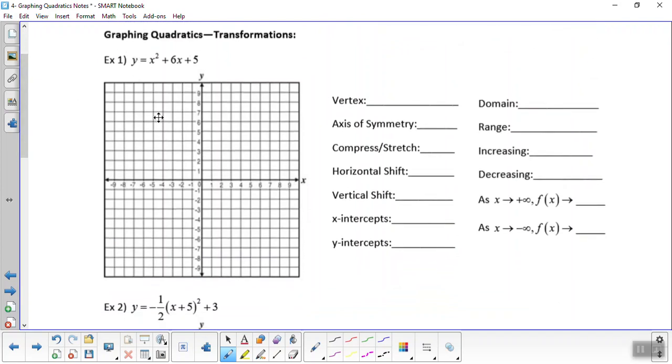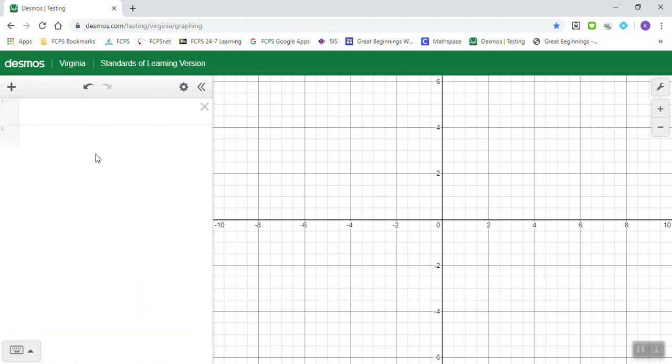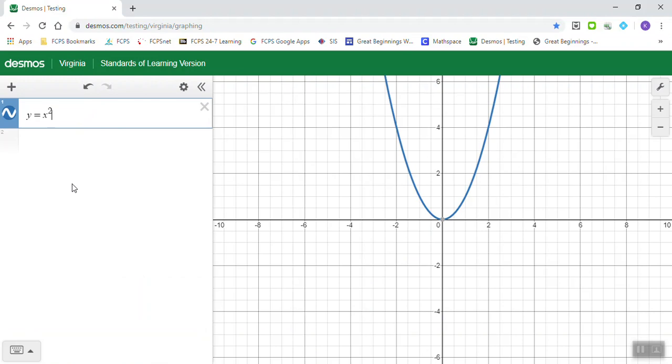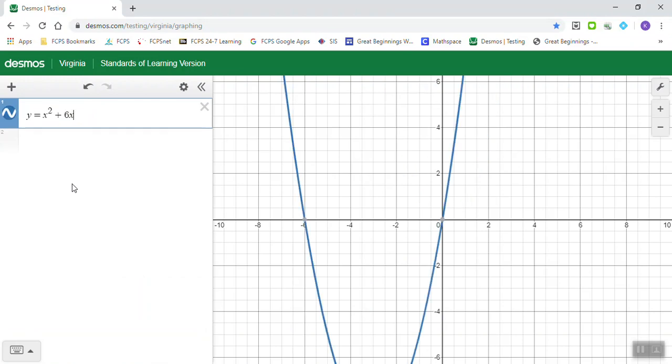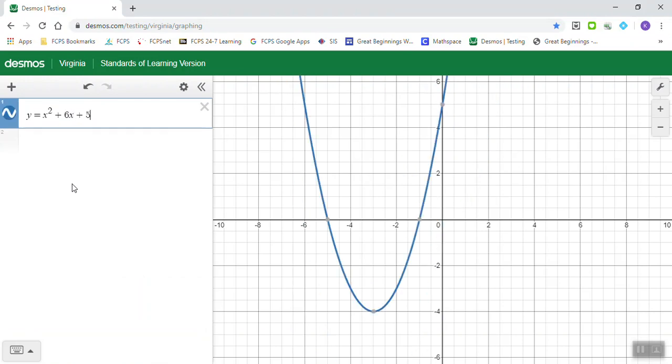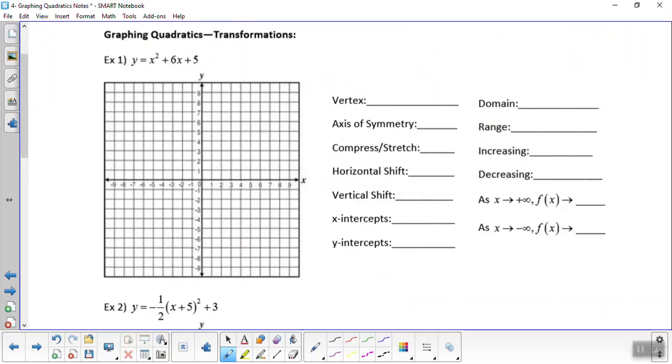We're going to go to Desmos and we're going to type in our problem. So once we're at Desmos, again, make sure it says Virginia. y equals x squared plus 6x plus 5. And then we can click on our points and they'll stay. And we can see the ones we're going to plot. Notice when we connect our points, this is a U-shaped graph. It is not a V. So let's go ahead and graph these.